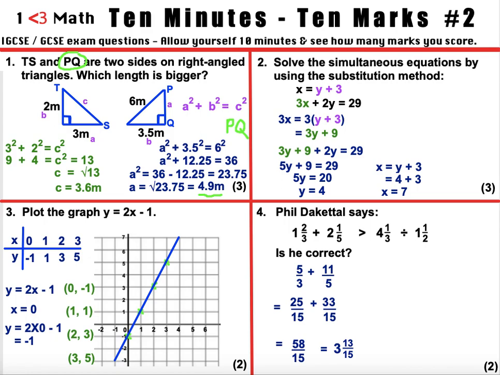Again, we're going to make them top heavy. 4 times 3 is 12, add 1 is 13. So that's 13 over 3. 1 times 2 is 2, add the 1 is 3. So that's 3 over 2, 3 halves.